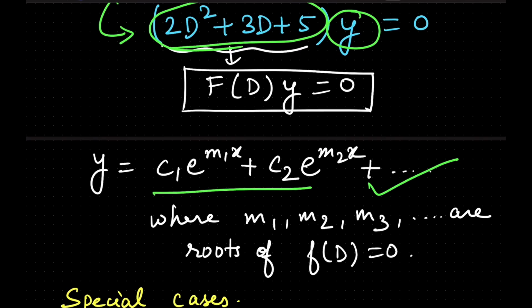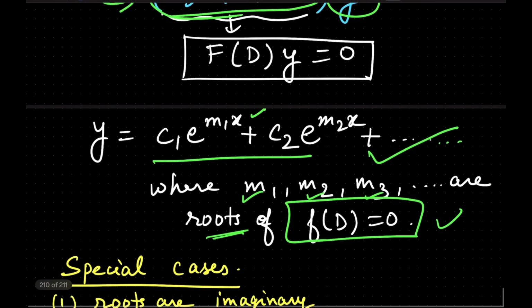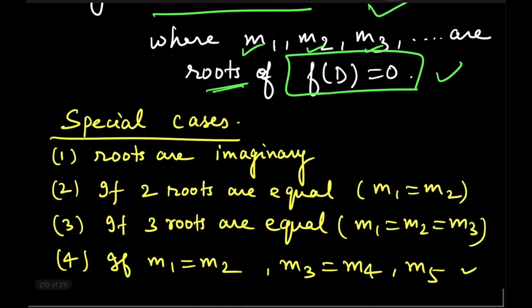So here y is equal to c1 e to the power of m1x plus c2 e to the power of m2x plus dot dot so on. So here m1, m2, m3, these are all the roots of f(D) equal to 0, where f(D) is the polynomial in D. So in today's class we will discuss the special cases.